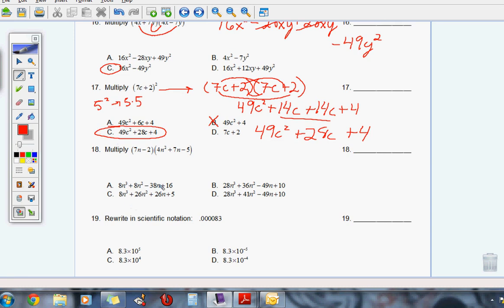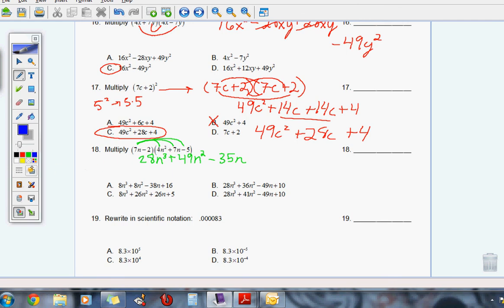All right, here we go, 18. This is one where we're going to do a double distribution. Good thing we have different colors here. So first of all, take the 7n and distribute 3 times. So 7n times 4n squared is going to give me 28n to the 3rd power. 7n times 7n is going to give me a positive 49n to the 2nd power. 7n times negative 5 is going to give me a negative 35n.